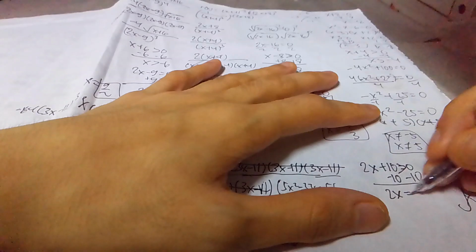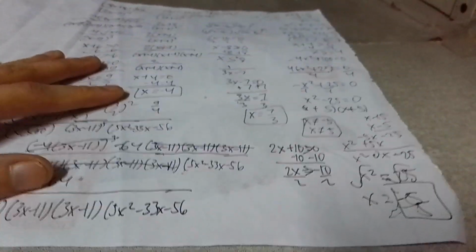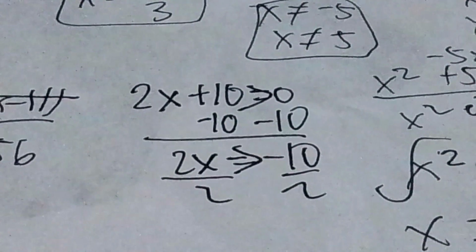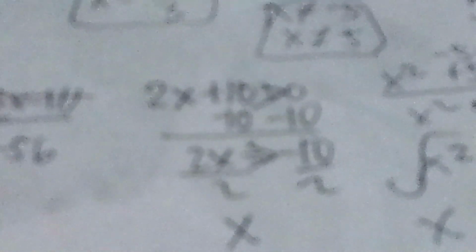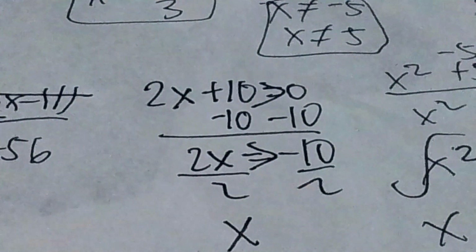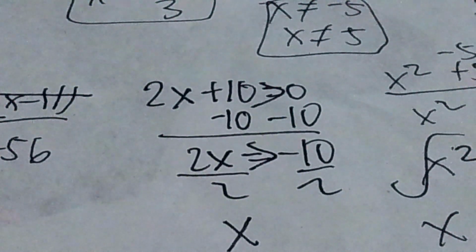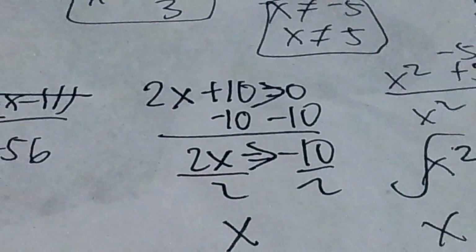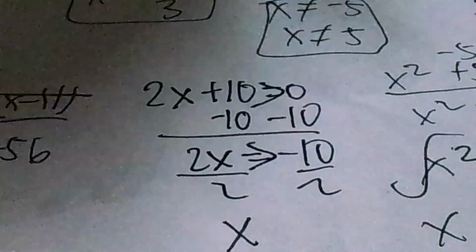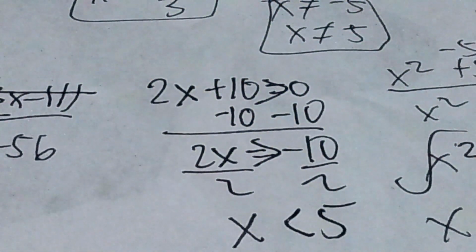Subtract 10 from both sides. We're supposed to get negative 2x is equivalent to negative 10. Dividing both sides by negative 2, therefore x, I forgot to tell you that when you divide inequalities by a negative number, you have to change the sign. If you divide, change the sign. Right? So from greater than it becomes less than. So x should be less than 5.